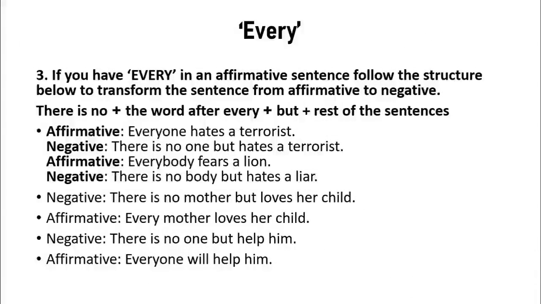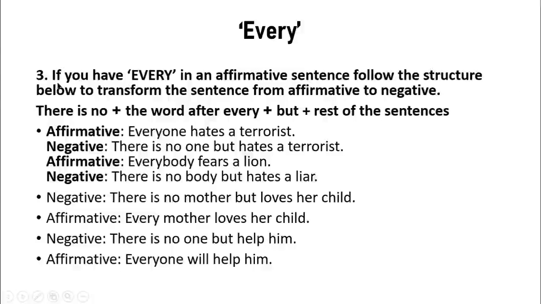Here we have rule number 3. If you have "every" in an affirmative sentence, then you have to follow this structure. Instead of "every," you have to use "there is no." After that, you have to write down the word after "every," and then "but," and then the rest of the sentence.